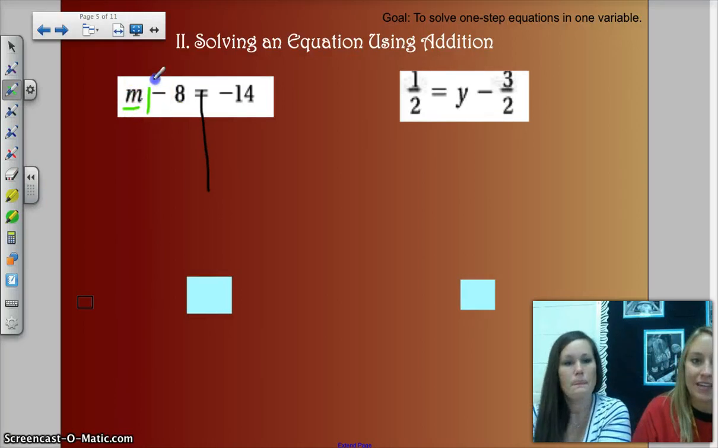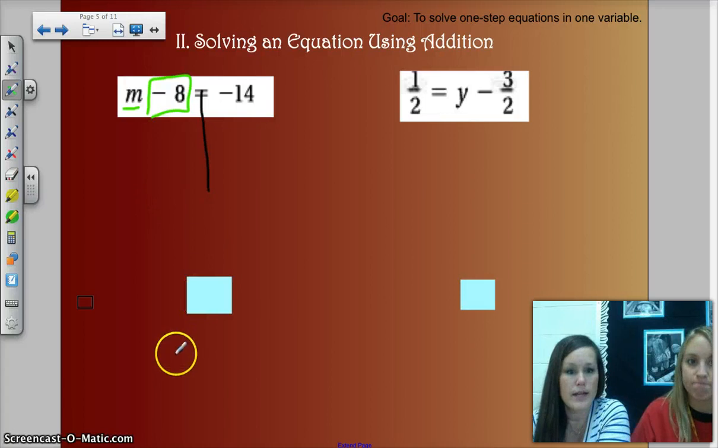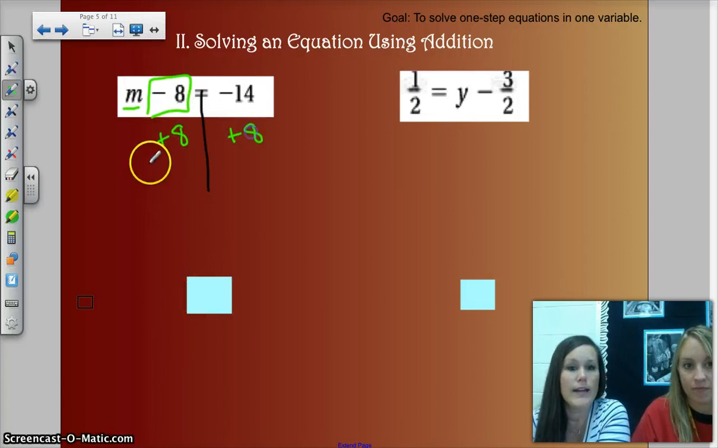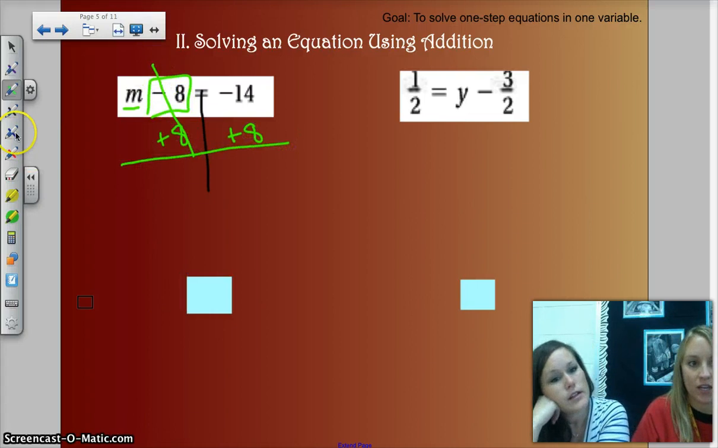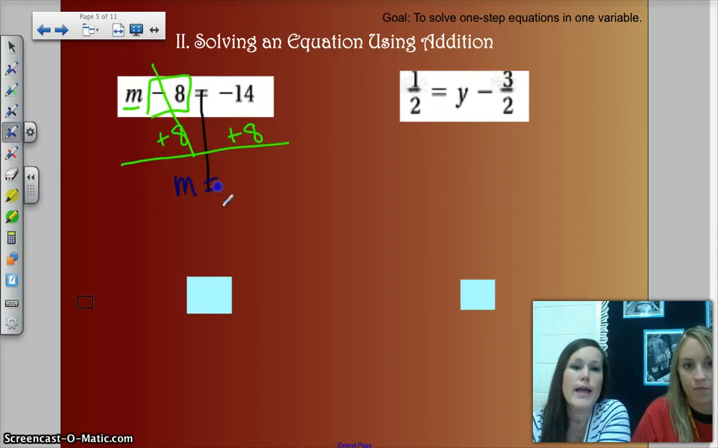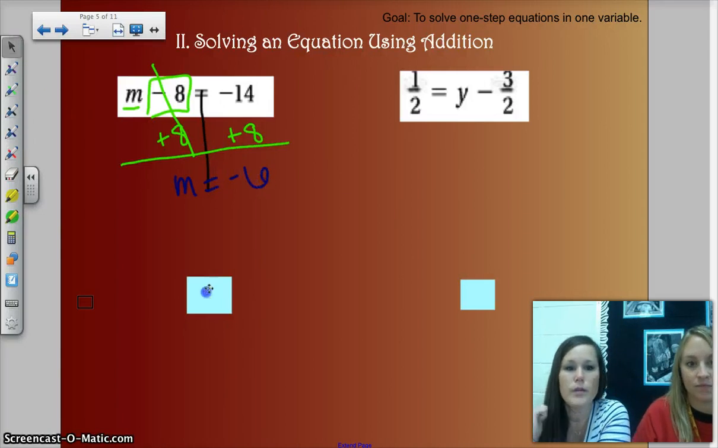We see that -8 is on that same side. So to undo -8 and get it to go away, I'm going to add 8 on both sides. Draw my equal sign line. -8 + 8 is nothing. What's left on that side is m, and then -14 + 8 is -6. Good.